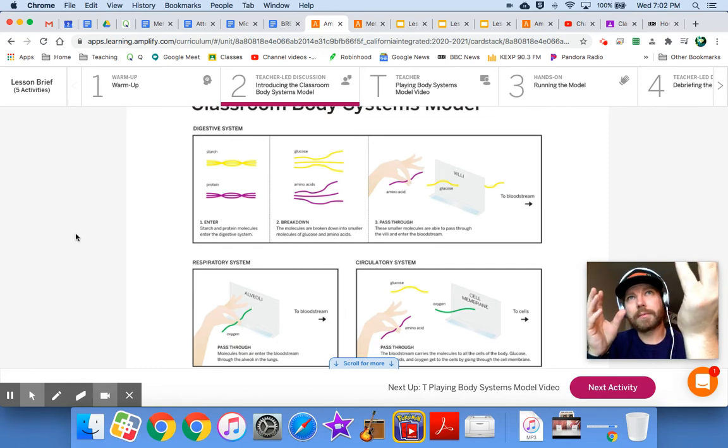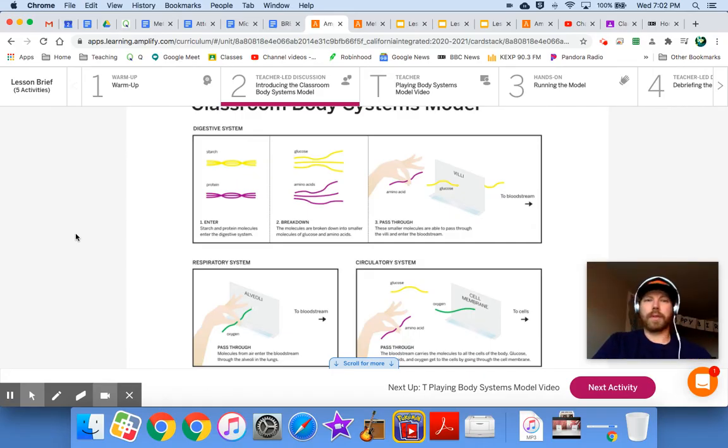And when they absorbed those nutrients, where did they send them to? To the bloodstream. Through capillaries, they entered into the bloodstream, and through the bloodstream, they were able to go to every single part of your body. Isn't that cool? So from your digestive system, those nutrients were absorbed.